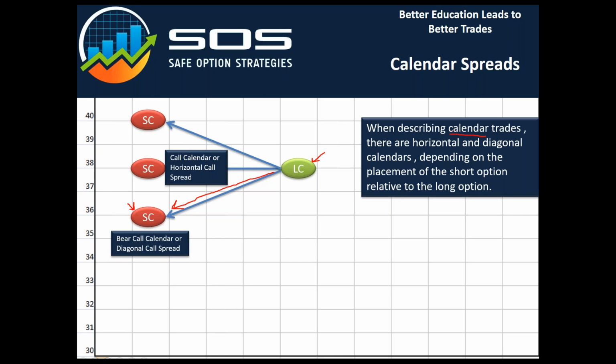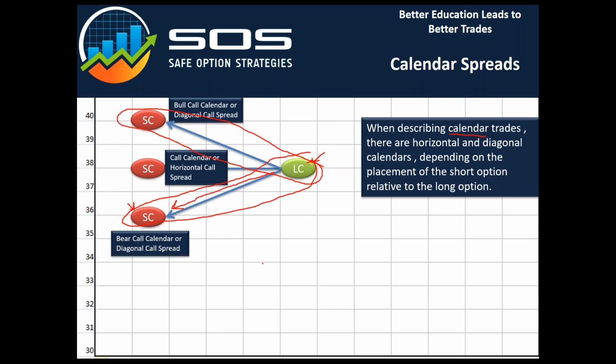If the short option is at a higher strike price, you draw them on a chart, you draw the line connecting them. That line is moving upwards. That indicates a bullish move. You would call this a bull call calendar. And either of these two, a bull call calendar or a bear call calendar, either one of them can accurately be referred to as a diagonal call spread. That's an accurate term for either one of them. This could be called a horizontal call spread.